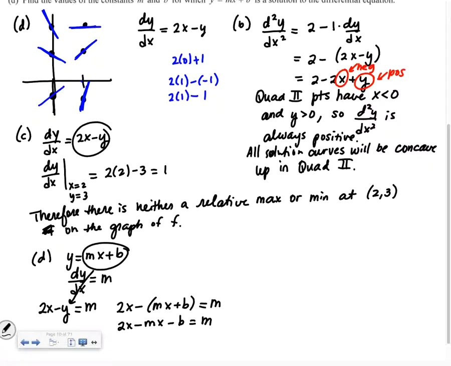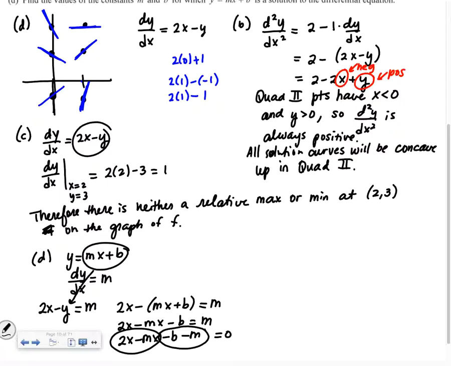All right, and what we're going to do is we're going to say, well, if this is going to be a solution to the differential equation, let's see. Well, maybe I should get everything on one side. What's the best way of doing it? Let's get everything on one side. So I have 2x minus mx minus b minus m. And I'm going to talk about my x terms, and I'm going to talk about my non-x terms. Okay, this is all equal to 0 now.